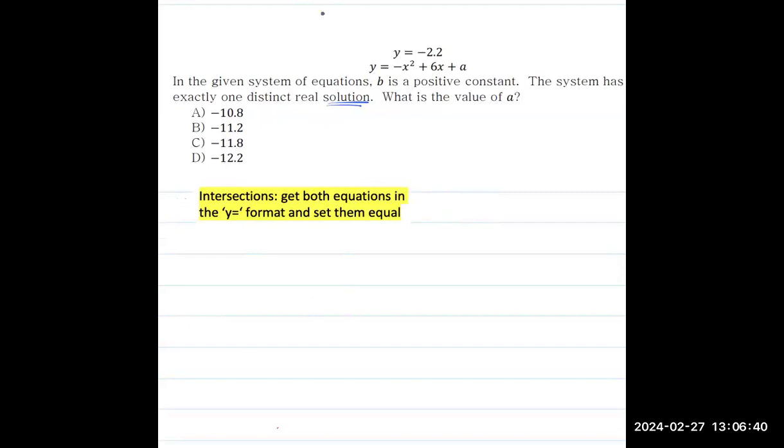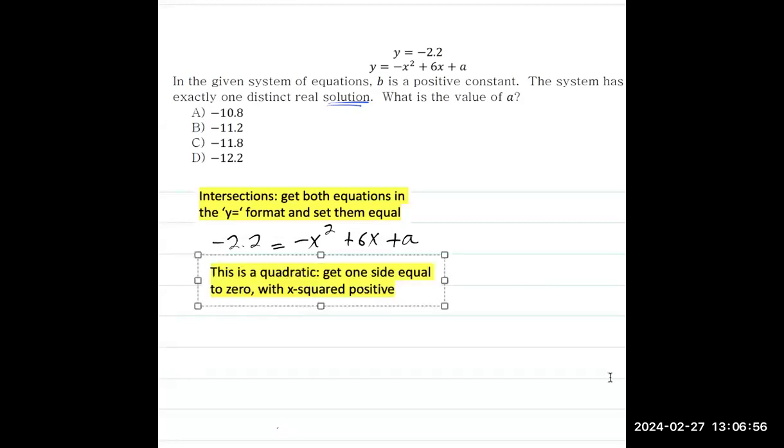equal. So if we do that here, it would look like negative 2.2 equals negative x squared plus 6x plus a. So now we're in this quadratic situation because we've got an x squared and an x. And so the one-liner for quadratics is get one side equal to 0, preferably on the side where the x squared is positive. So if we add x squared to both sides, take away 6x from both sides, take away a from both sides, it'll all look like this. X squared minus 6x minus a minus 22 minus 2.2 equals 0.